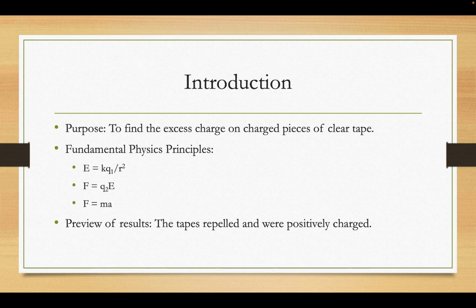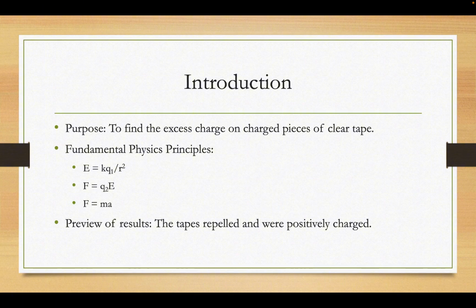So the introduction: the purpose of this lab is that we are trying to find the amount of charge on two pieces of clear tape that we charged by ripping off of a table. The fundamental physics principles we're going to need for this lab are E equals kQ1 over r squared, and electric force, which is Q2 times the electric field. Q1 and Q2 are basically the charges of our two objects. K is a constant and r is the distance between them. And then we have F equals ma, which is our general force principle.